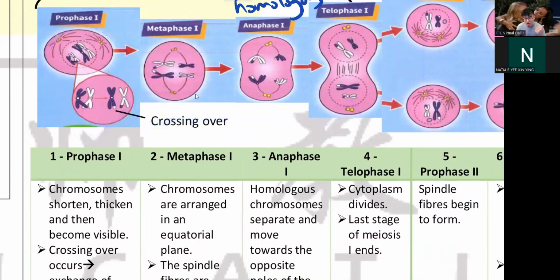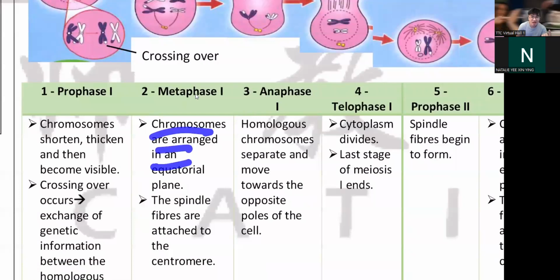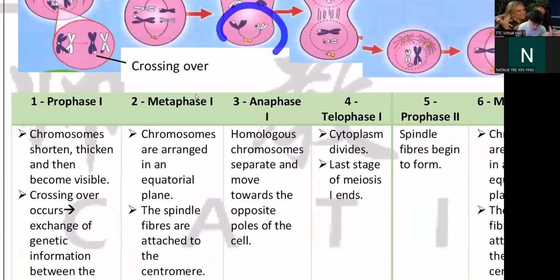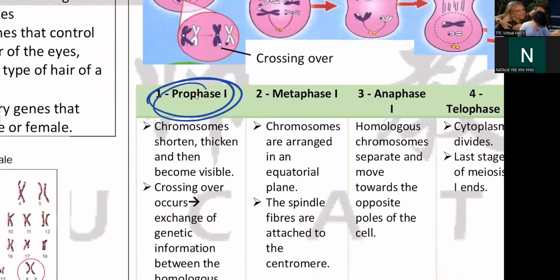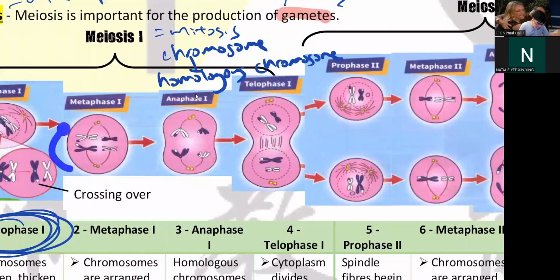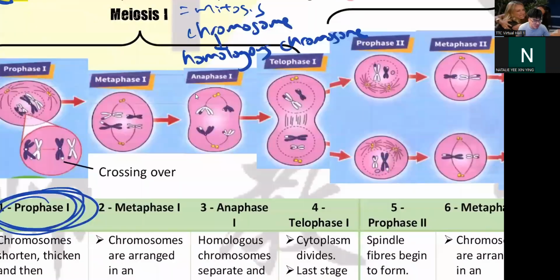Prophase 1, homologous chromosome become visible. Metaphase 1, homologous chromosome arranged at equator. And then anaphase 1, homologous chromosome separate. Telophase 1, homologous chromosome reach opposite pole. Same. But I want you to pay attention to prophase 1 because this is the only thing they'll ask. They know it's the same point. They won't let you get marks so easy.